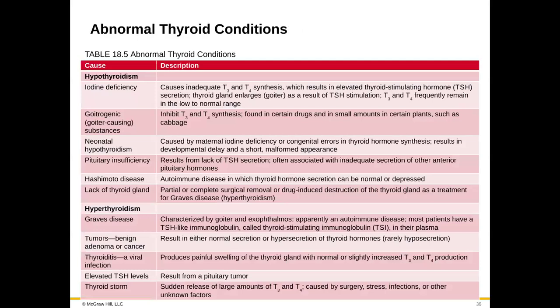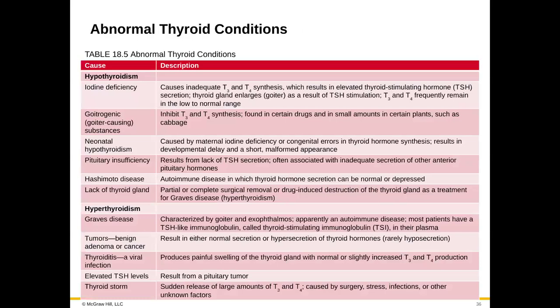So we can talk about a couple of different abnormal thyroid conditions. We're going to go over a lot of these in class, so I'm just going to briefly bring them up here in this lecture. I would read through the descriptions of each and have a general idea. Like I said, we're going to do an activity in class to go over these. There are different types of hypothyroidism and hyperthyroidism.